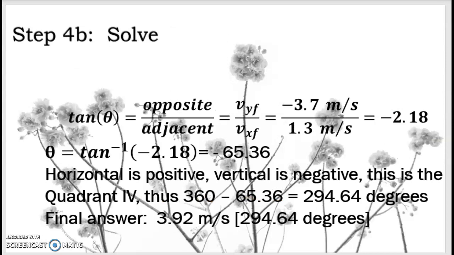So because I'm in quadrant 4, I have 360 degrees, take away 65.36 degrees. I'm going to end up with 294.64 degrees. So my final answer is that this ball is going 3.92 meters per second at 294.64 degrees. So hopefully you found this interesting, helpful, and everything else.